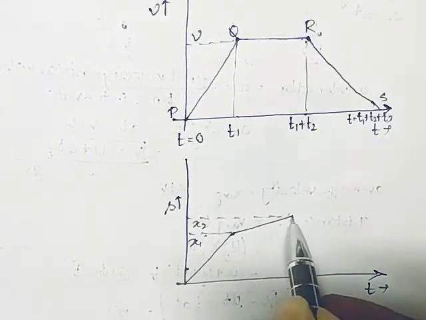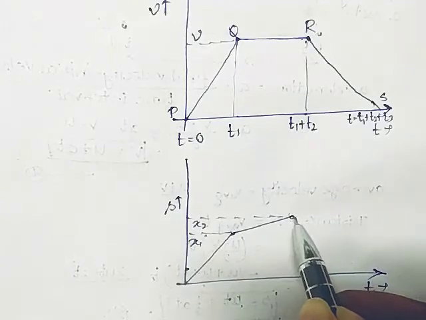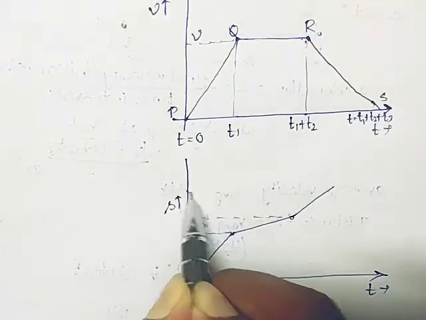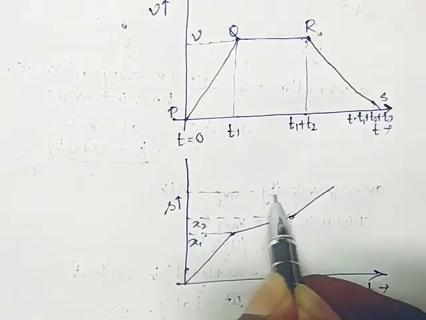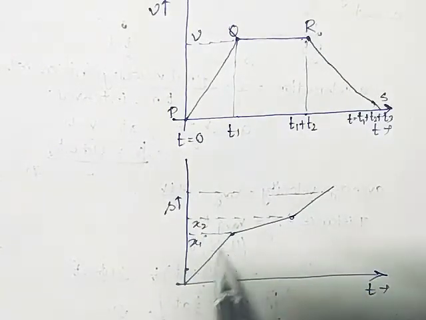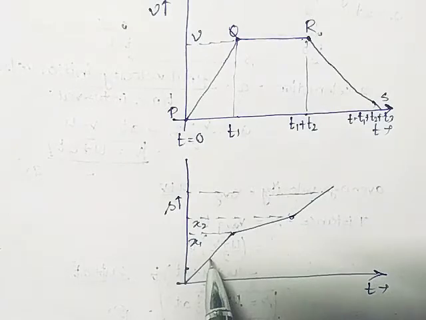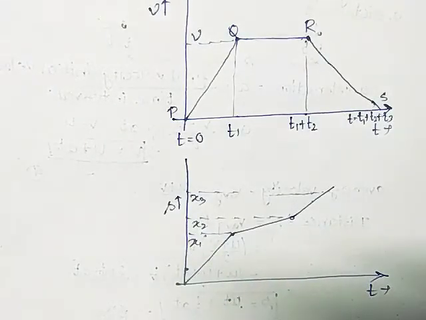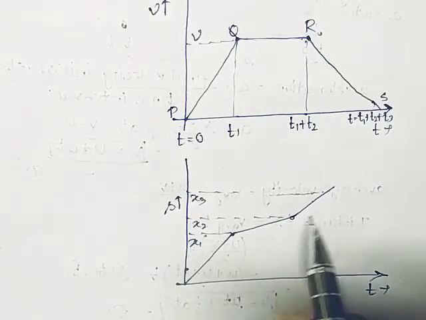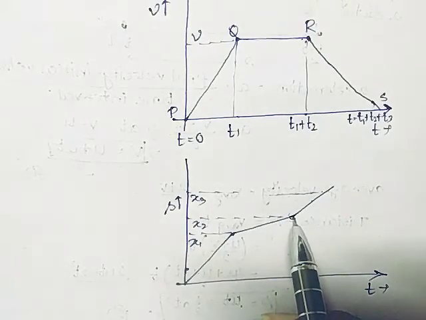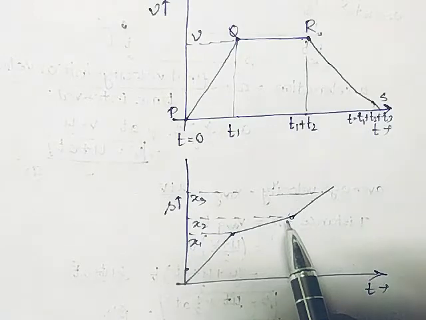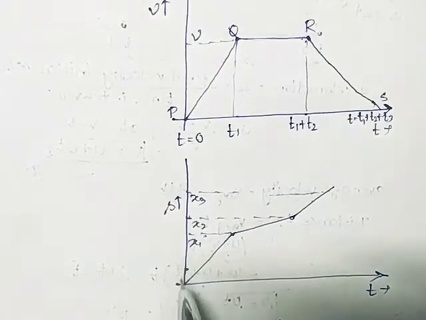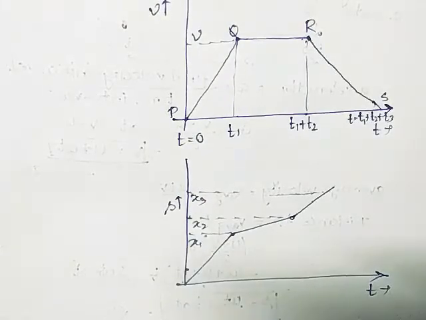Okay, after that it again reaches the distance x3. Maybe the slope is not like this, but it is again moving in this direction, so maybe its velocity is less than v. Before becoming 0, it obviously moves the distance x3. So the total distance is x1 plus x2 plus x3.